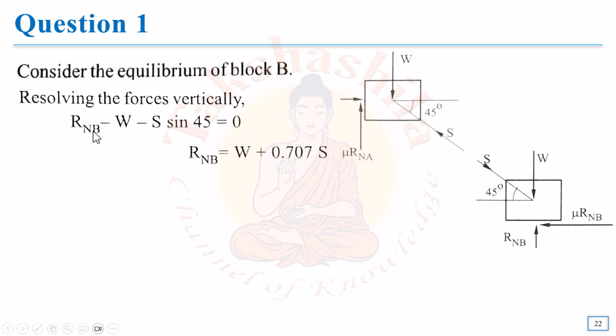Now we can further simplify and find a value for RNA. So from this, RNA will be equal to what? W plus S sine 45, or 0.707 times S. So this is the value of RNA we are obtaining.